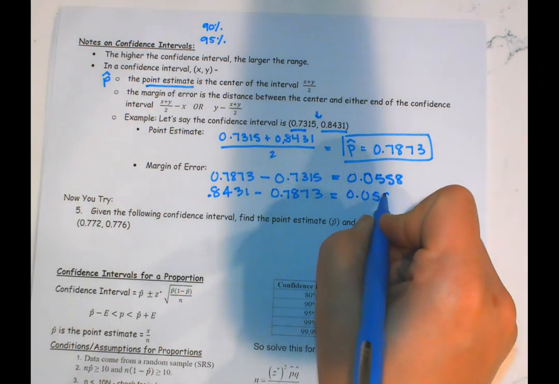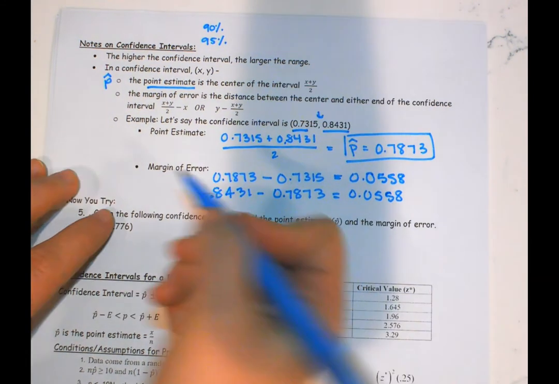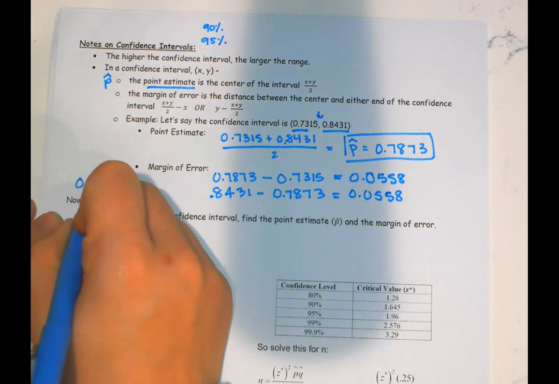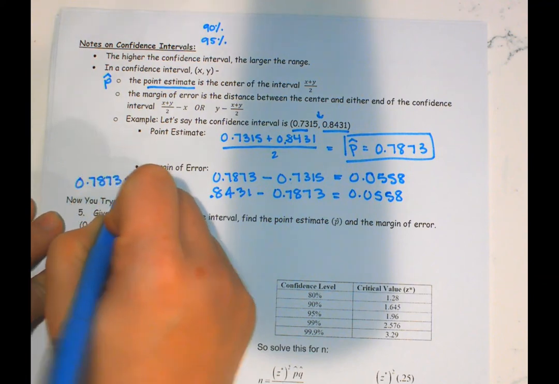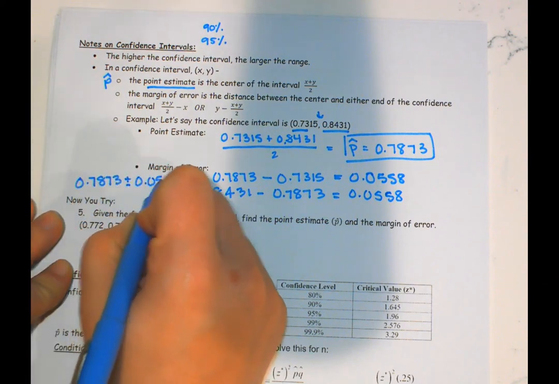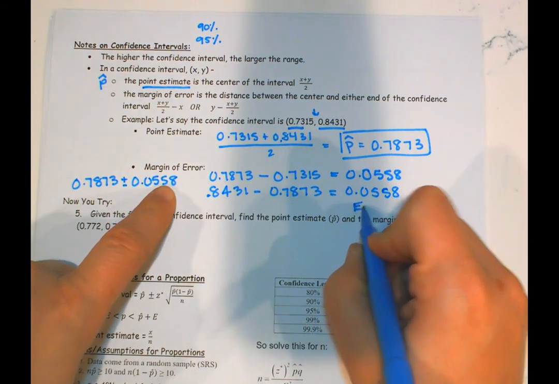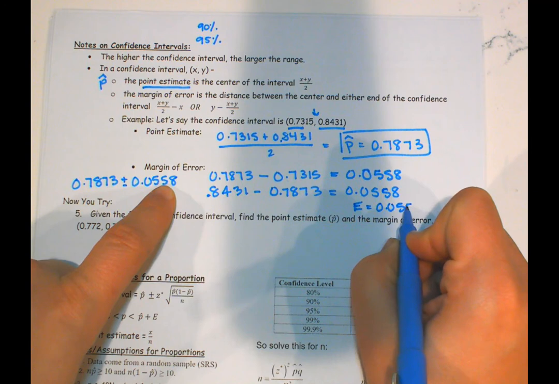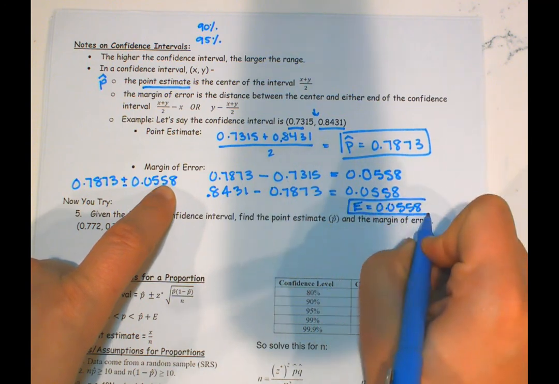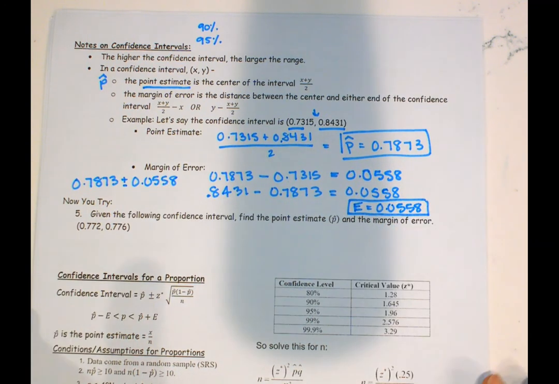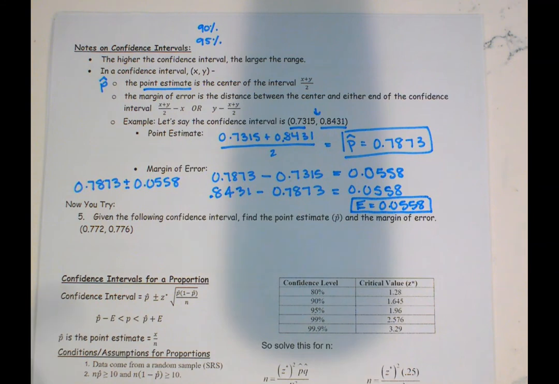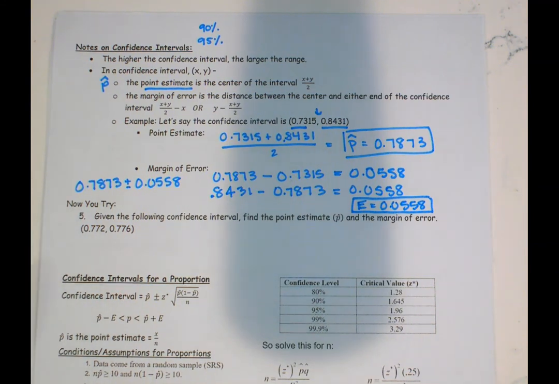So my margin of error, right, we could write this as our point estimate, 0.7873, plus or minus our margin of error, which is 0.0558. So again, giving you a chance, you can pause the video, try it for number 5, and check your answers. I'm going to go ahead and move on to the next section.